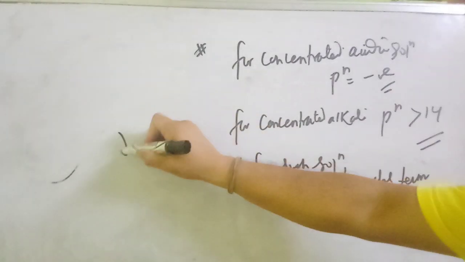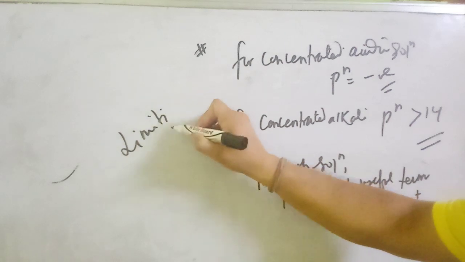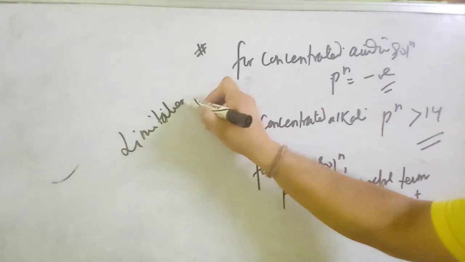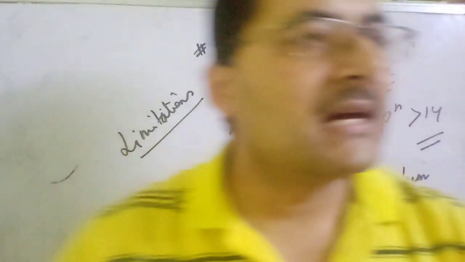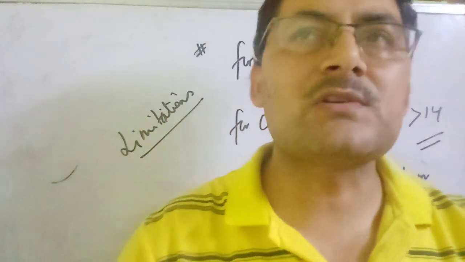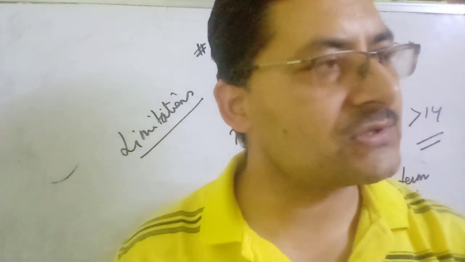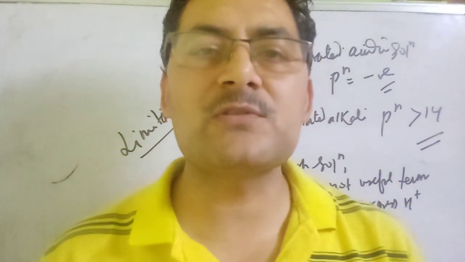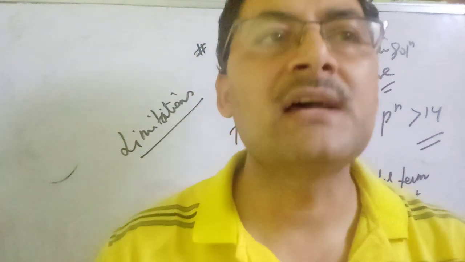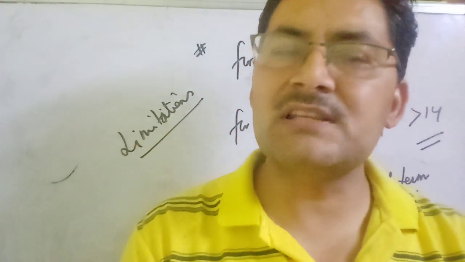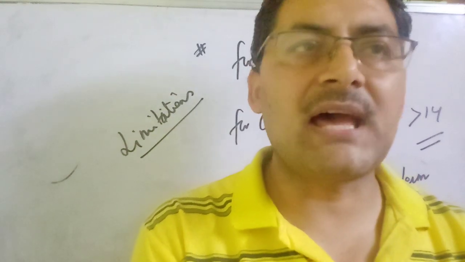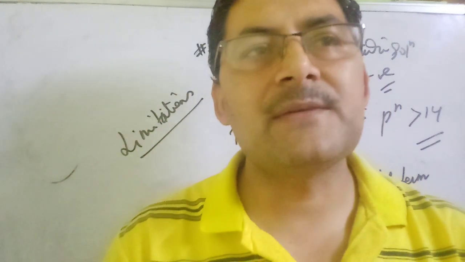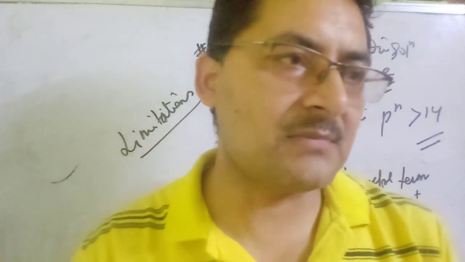So this is the limitation of the pH concept. What is the limitation of the pH concept? pH is only measured for dilute solutions, where the acidic, basic, or neutral solution is not highly concentrated. But for highly concentrated solutions, pH will be out of range. For a concentrated acid solution, if you find the pH, it will be less than 0, that is negative. And for a concentrated alkali, if you find the pH, it will be greater than 14.